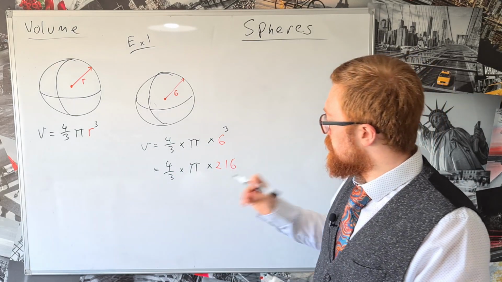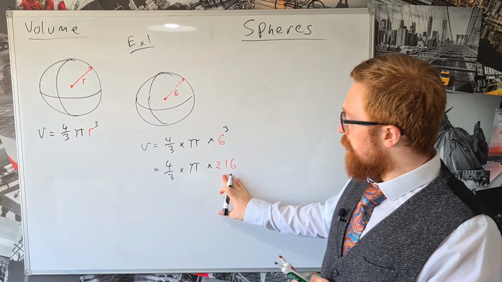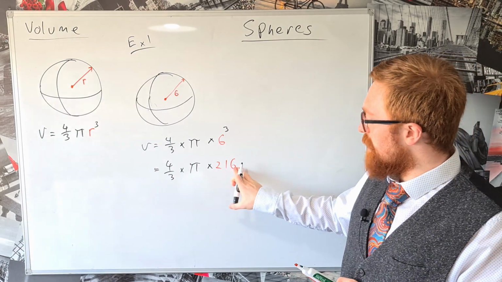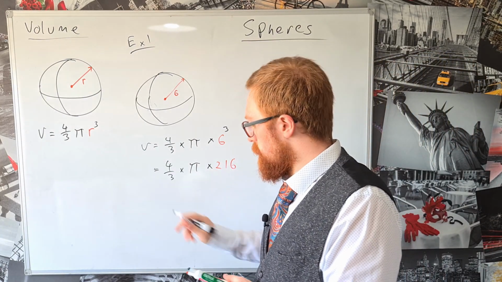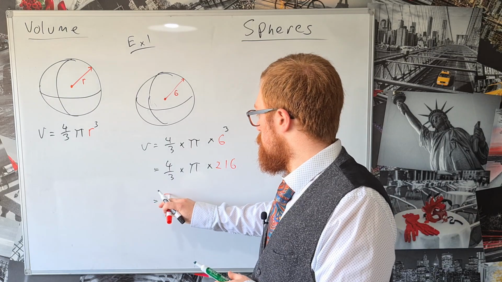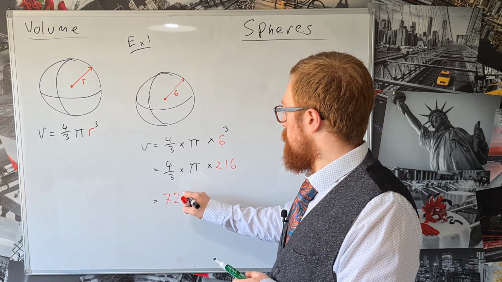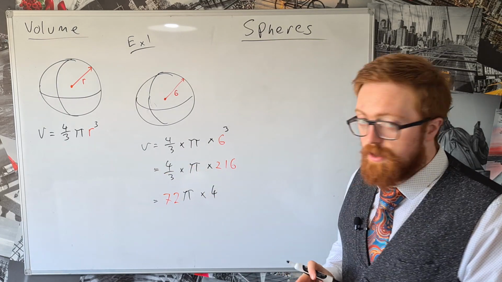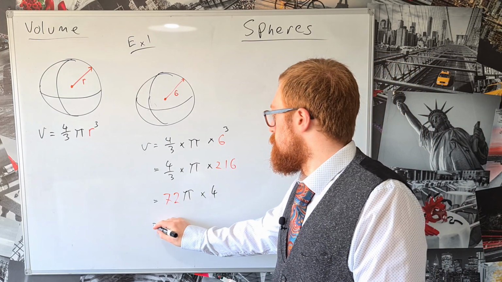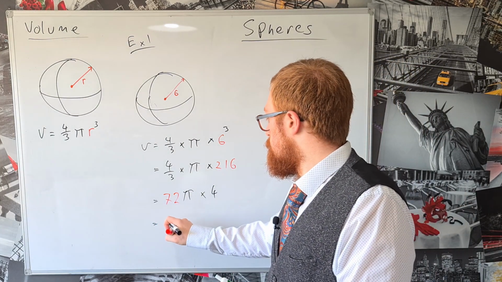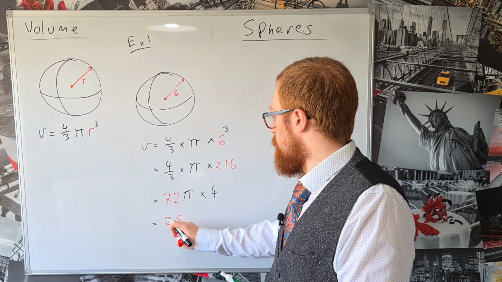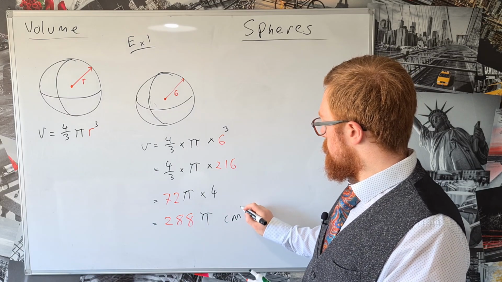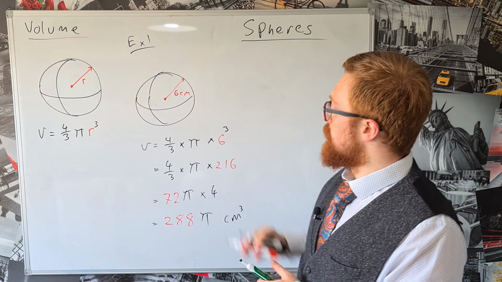And now we need to find 4/3 of that. So 1/3 of 216. Well, a third of 210 is 70, plus the 2 from the 6 is 72. This is going to give me 72 pi. But we still need to times it by the 4, that's 1/3, we need to have the 4/3. 4 sevens are 28, 4 2s are 8. So we get 288 pi. And we'll say centimetres cubed, if that was centimetres to start.